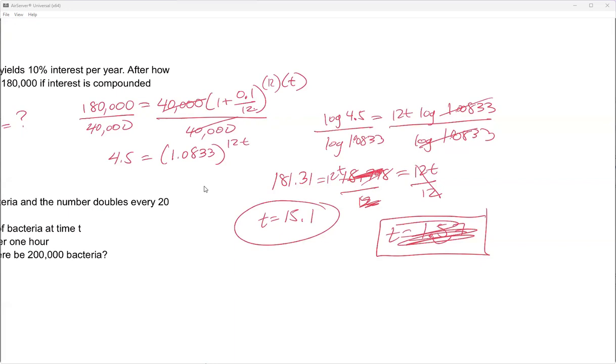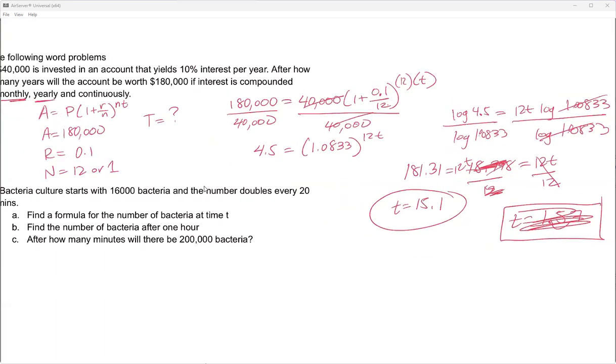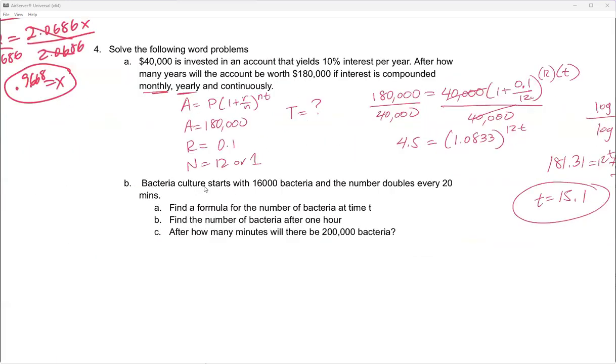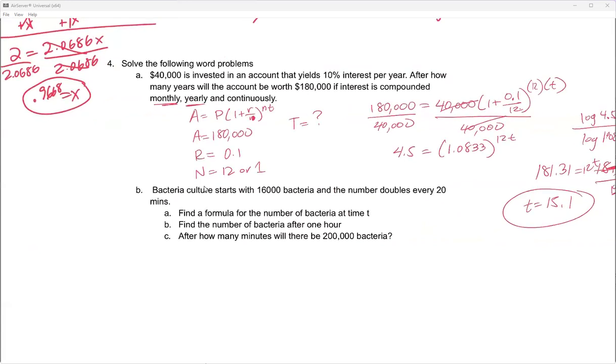Cool. All right. So I think yearly we don't have to really do because you could just put a 1 underneath that, you know, but let's do continuous.